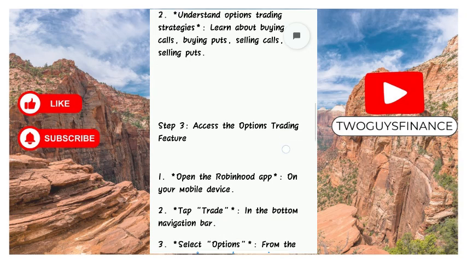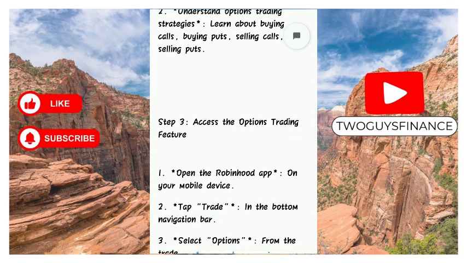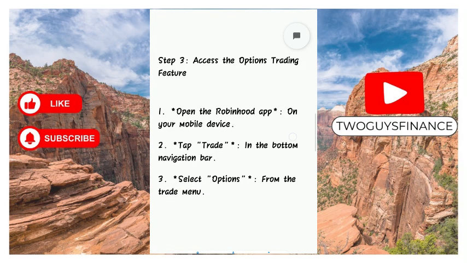Now the third step is to access the option trading feature, and how you want to do that is by opening the Robinhood app on your mobile device, and then you want to tap trade in the bottom navigation bar, and then select options from the trade menu.